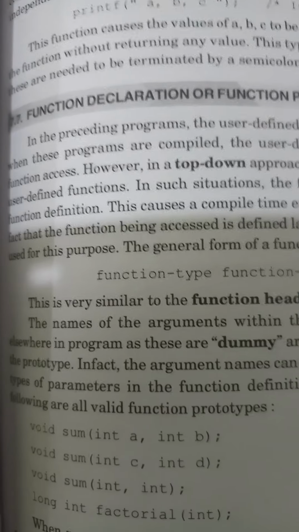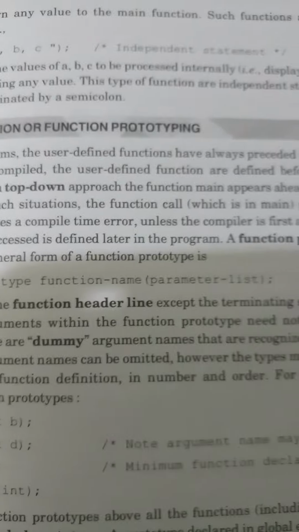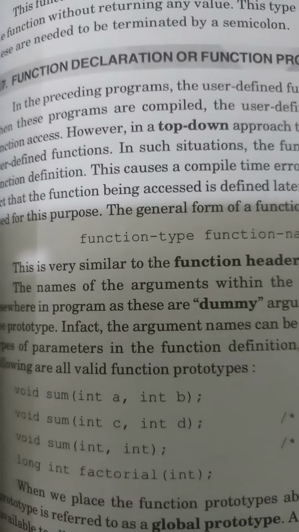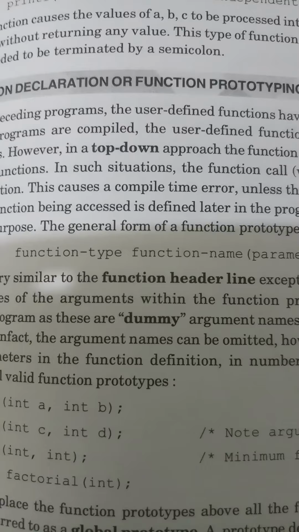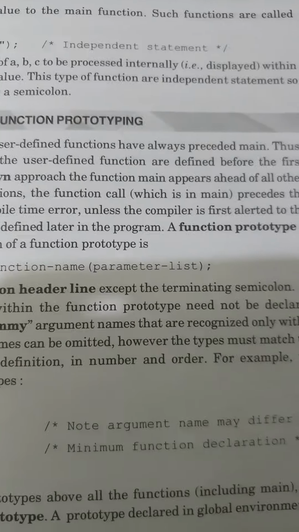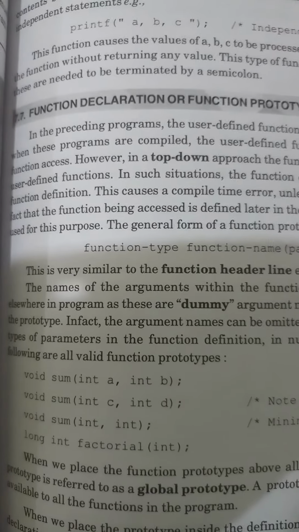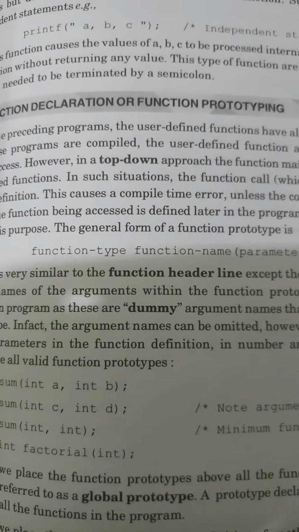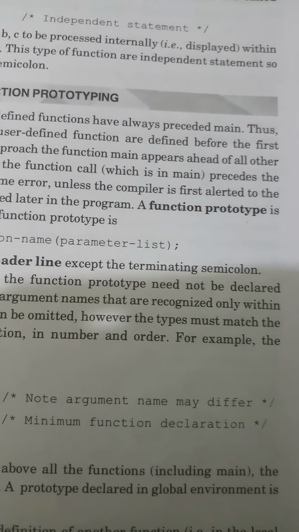A function prototype is used for this purpose. The general form of a function prototype is function type, function name. This is its syntax. What is the function type? Function name, then parameter list. This is very similar to the function header line except the terminating semicolon.